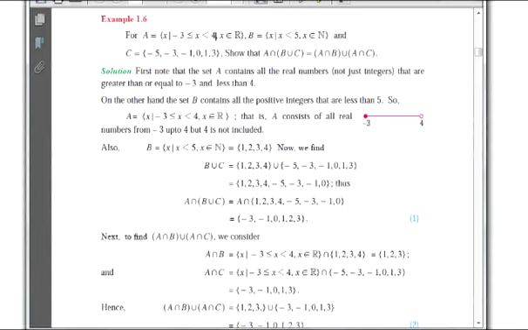Then set B is a set of all x where x is less than 5 and x is a natural number. So what does it mean? If x is a natural number, then set B will be 1, 2, 3 and 4, because natural numbers start from 1. And set C is already given. We are supposed to show that A intersection (B union C) is equal to (A intersection B) union (A intersection C). Okay, so let's start doing this.